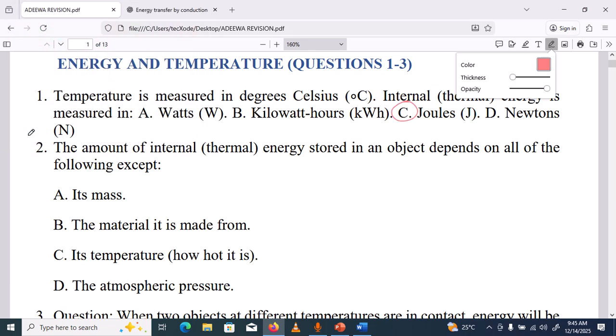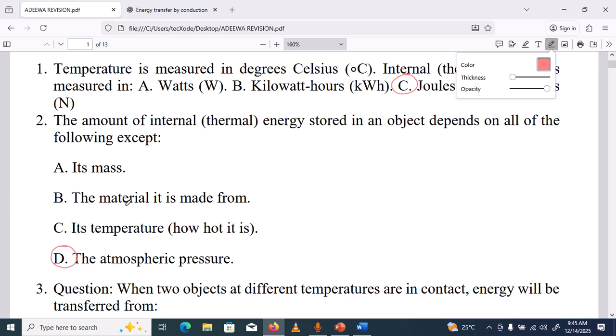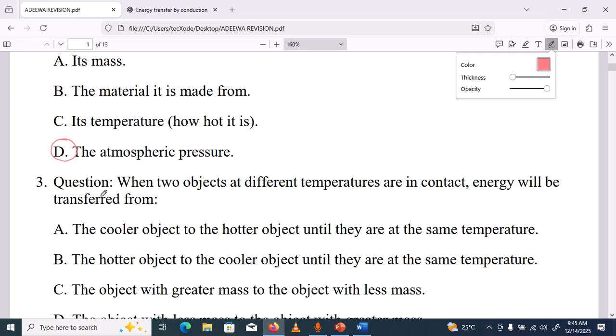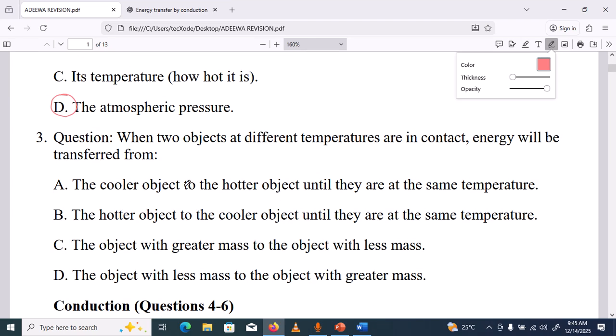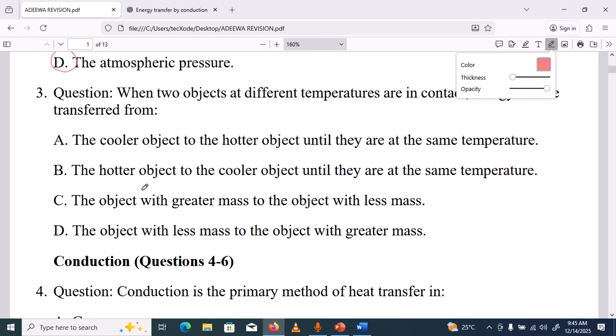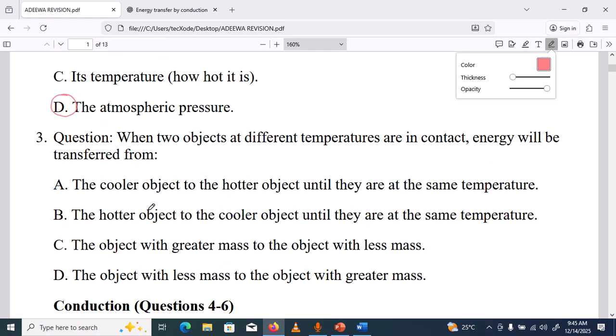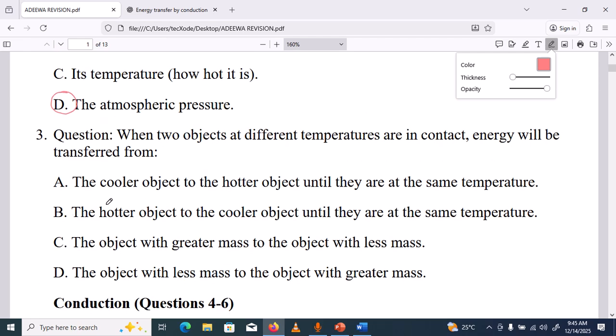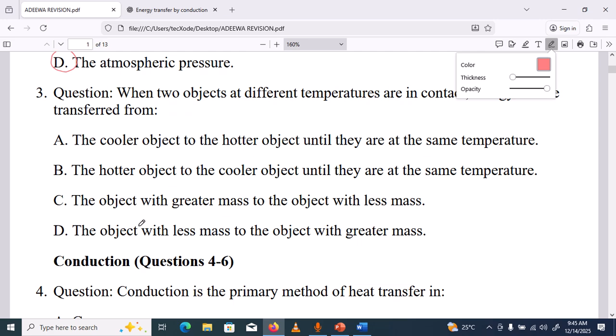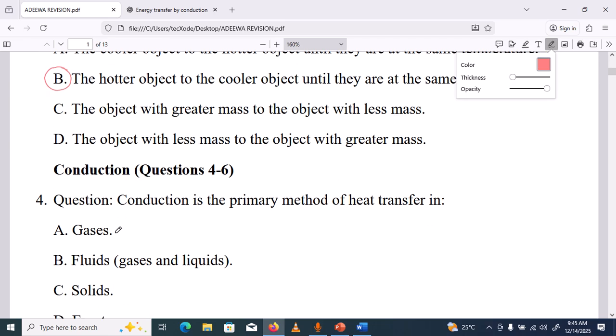Number two, the amount of internal energy stored in an object depends on the following except, most likely the atmospheric pressure. The temperature is important, material and the mass. The next question, when two objects at different temperatures are in contact with each other, energy will be transferred from, always, the hotter object to the colder one, until the two of them are at the same temperature, of course. That's equilibrium.